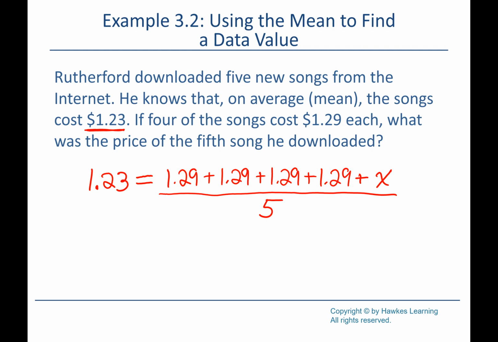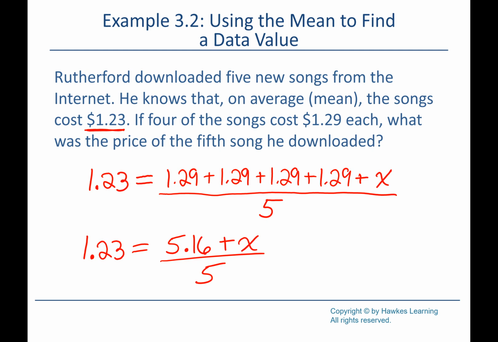And now we have a little bit of an algebra equation. We won't have a lot of these. We have to work in stats class, but this one's not too bad. So if we work out the top here, that's $1.29 times 4, or you could add it 4 times, either way. So we'll have $1.23 equals $5.16. That's what we get when we add those 4 songs plus x divided by 5.